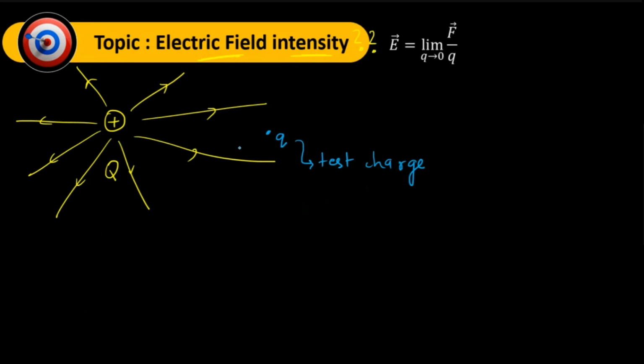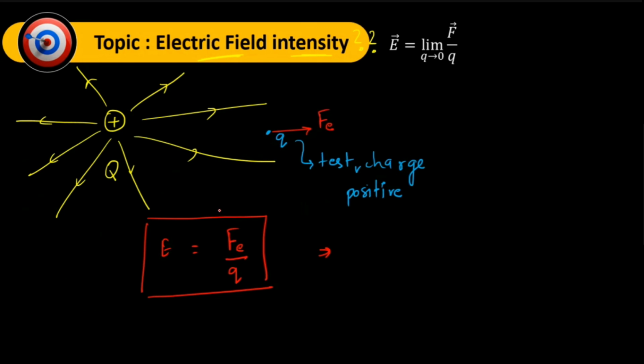So this is a positive charge and I placed a test positive charge, to be precise. In which direction will this test positive charge experience force? As it is positive, it will repel, so the force will be in this direction. So electric field intensity is defined as the force experienced by a unit positive test charge.